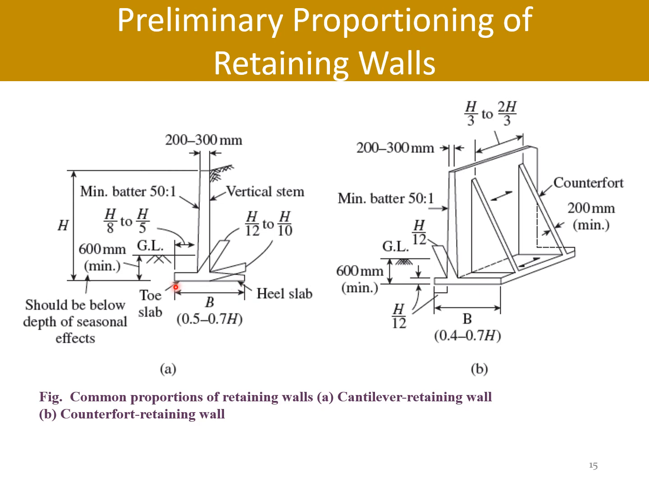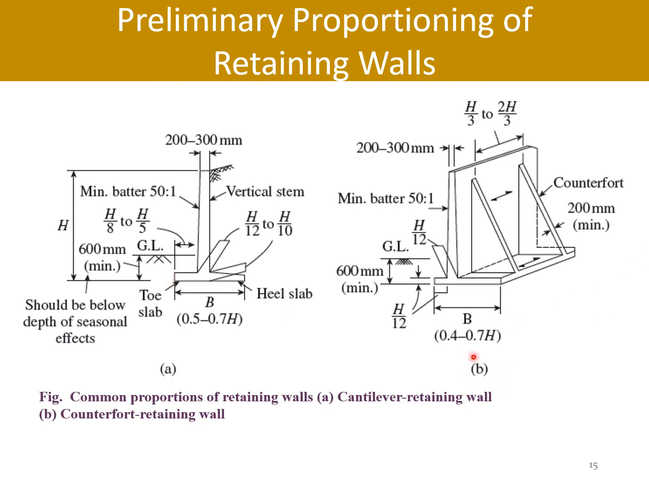So if the total breadth of my base slab is B, then the B value can be 0.5 to 0.7 times h. Next, the toe slab dimension can be h by 8 to h by 5. Here, the heel slab can be h by 12 to h by 10. The thickness of my retaining wall can be 200 to 300 mm. Next, in the other direction, the top thickness can be 200 to 300 mm. Next, the minimum depth of my base slab from the existing ground level should be 600 mm.